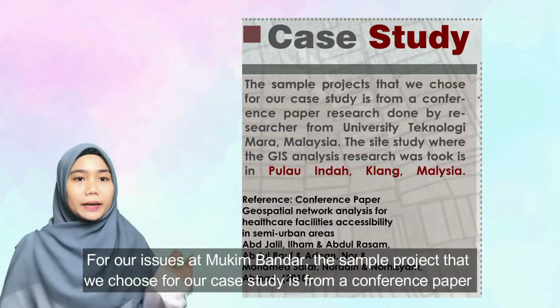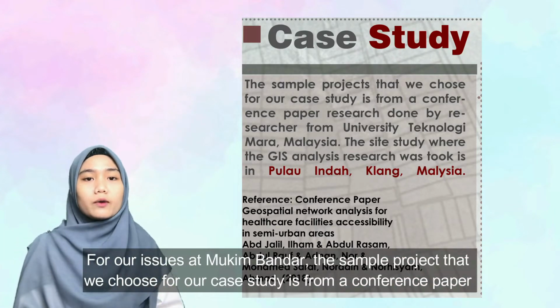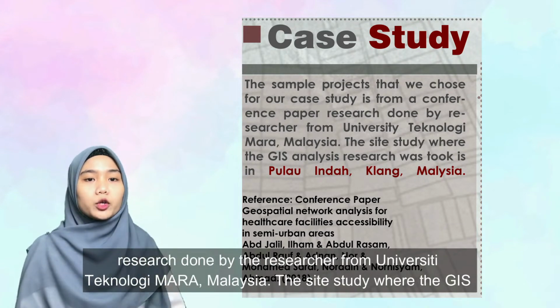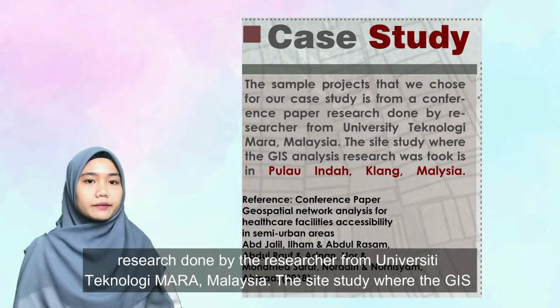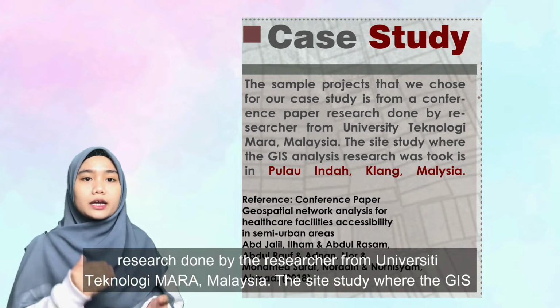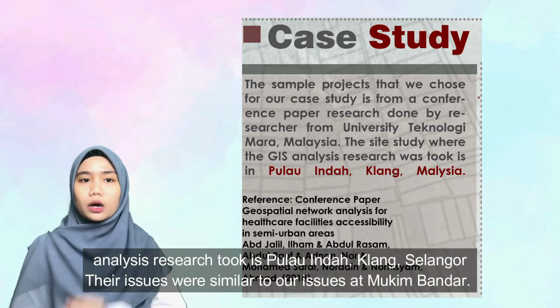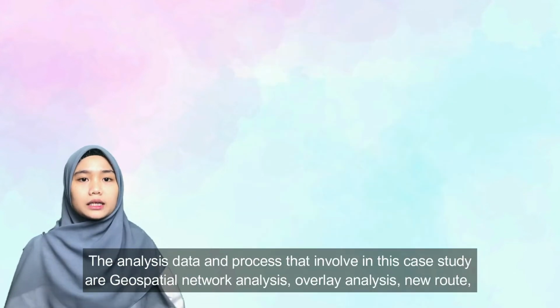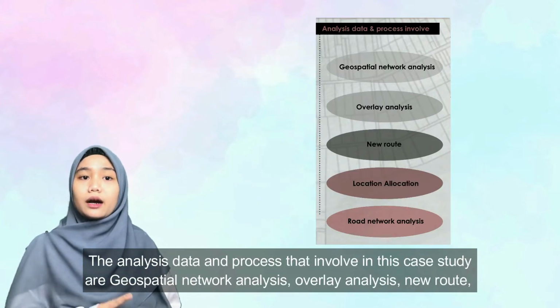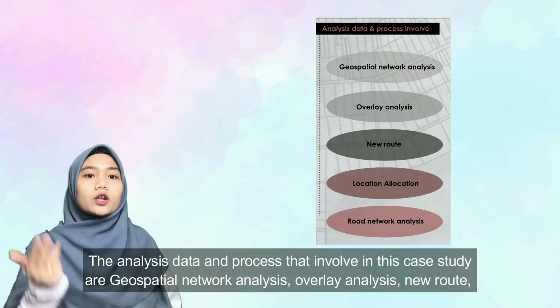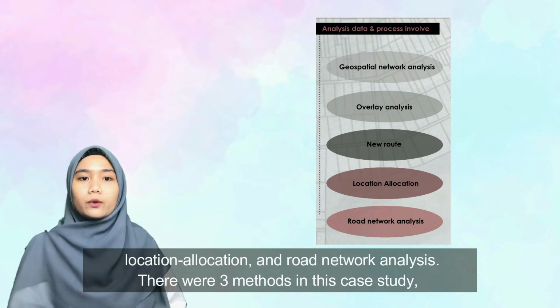For our issues at Mukim Bandar, the sample project that we chose for our case study is from a conference paper, research done by researchers from Universiti Teknologi MARA, Malaysia. The study site where the GIS analysis research took place is Pulau Indah, Klang, Selangor. Their issue was similar to our issues at Mukim Bandar. The analysis data and processes involved in this case study are geospatial network analysis, overlay analysis, new route, location allocation, and road network analysis.